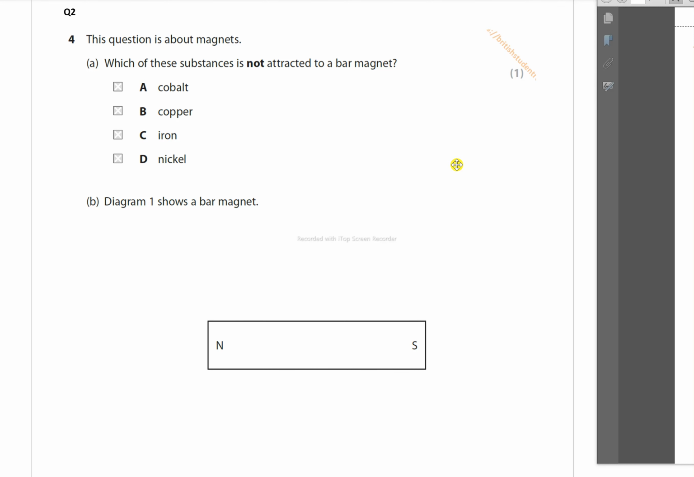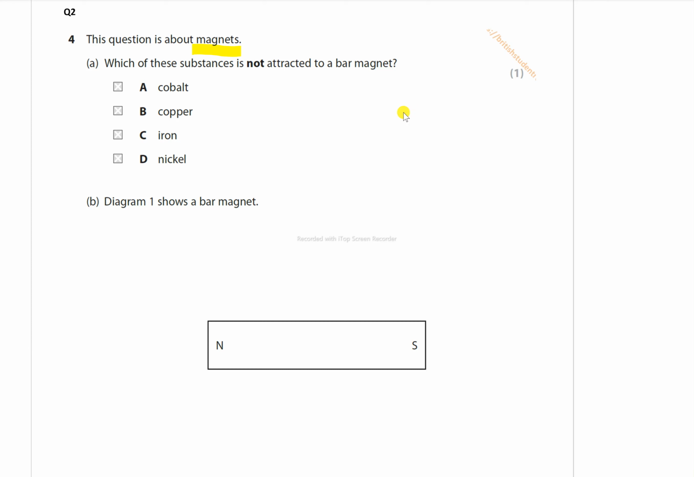Right, we're carrying on with this magnetism sheet. The second question is about magnets. Which of these substances is not attracted to magnets? I know copper isn't, so it's non-magnetic.